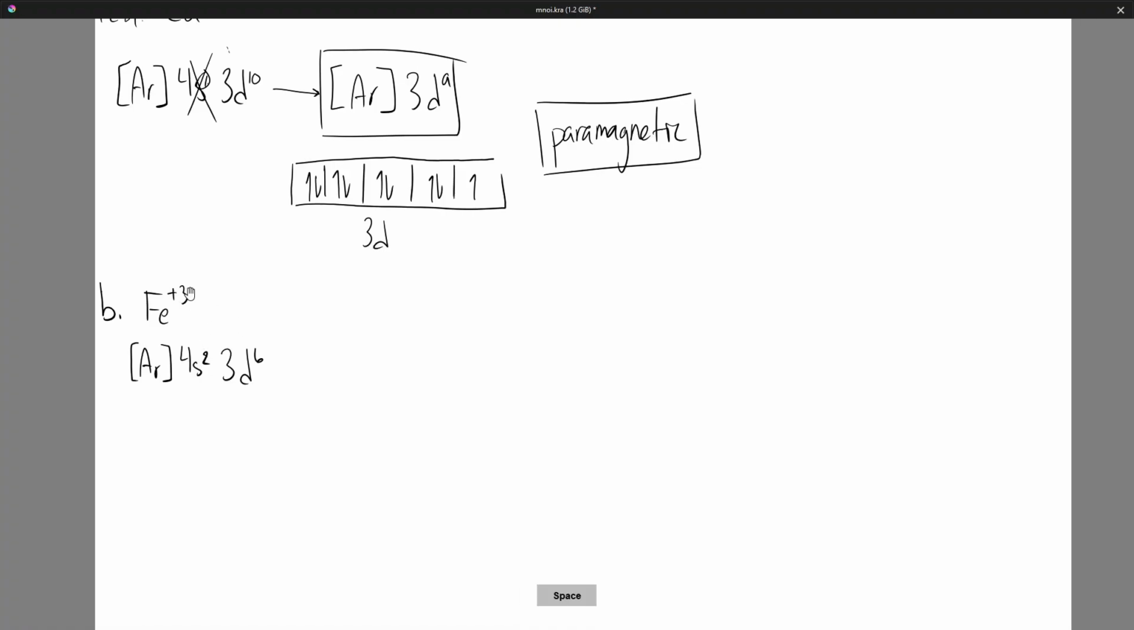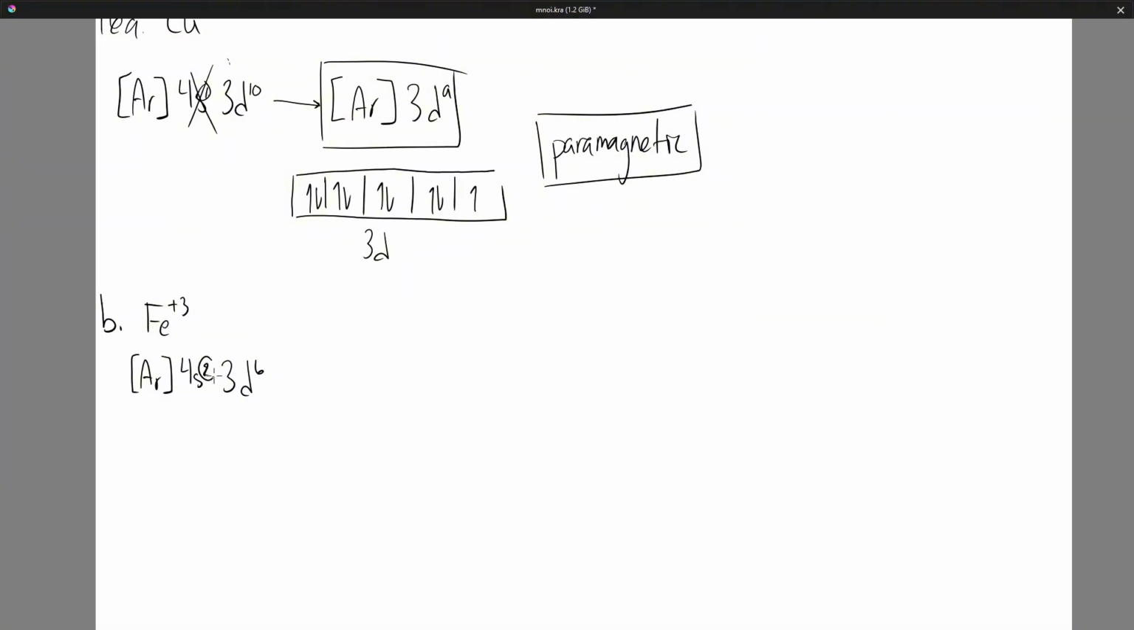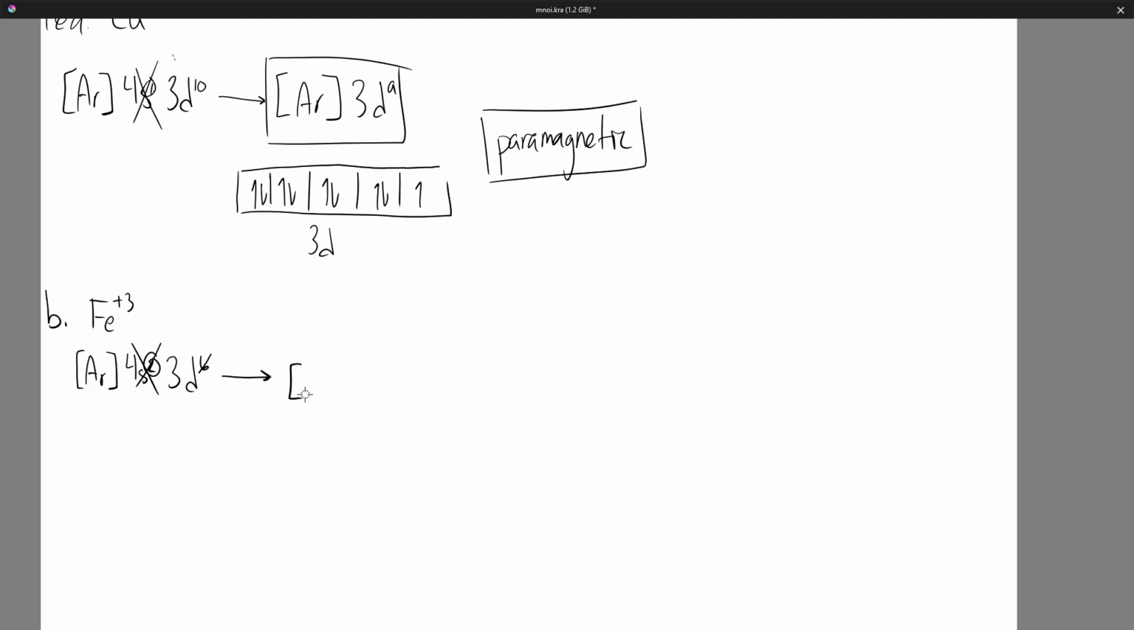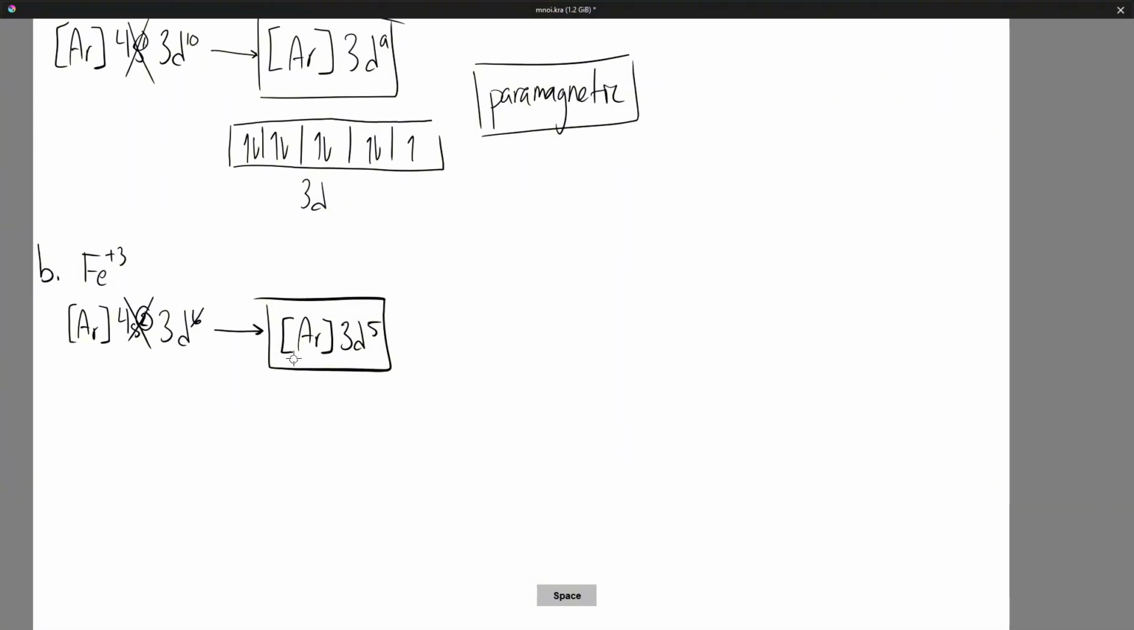There's 2 electrons in the 4s subshell. So with the plus 3 charge, we take away 2 electrons to get rid of this subshell, since it's the highest period number, the highest energy level. And we take away 1 from here. So it'll be argon 3d5. That should be it. So now let's draw the partial orbital diagram for this.